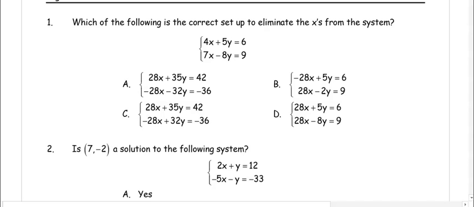Which of the following is the correct setup to eliminate the x's from the system? So in order to eliminate the x's, we need opposite coefficients. So if we're trying to get rid of x, we can multiply the first equation by 7 and the second equation by -4. We're switching the coefficients and we need one negative in there. So we get 28x plus 35y equals 42 and negative 28x plus 32y equals negative 36, which matches option C.